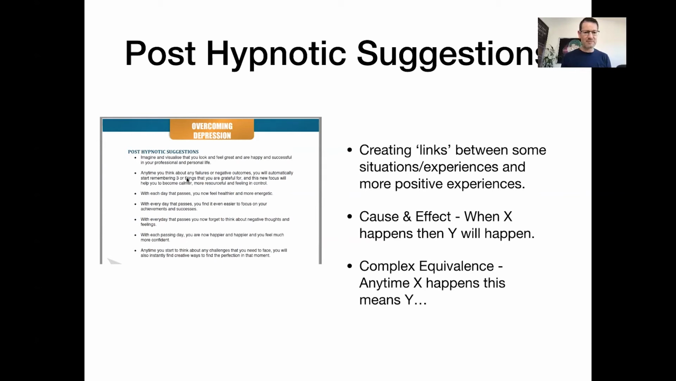Another one, anytime you think about failures or negative outcomes, you'll automatically start remembering 3 or more things, as an example, as a missing word, 3 or more things that you are grateful for. And this new focus will help you become calmer, more resourceful, and feeling in control. So what happens is you have a cause and effect, which is when X happens, then Y will happen. Or you can have a complex equivalence, which is anytime X happens, that means this will happen as well. So that is just ways to use hypnotic language.